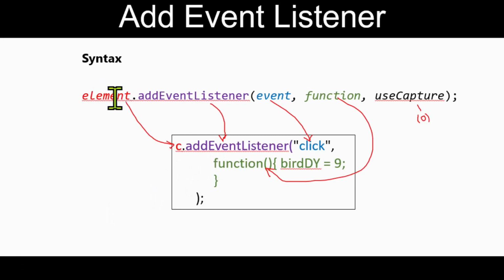In our example, this is what it looks like. So we have an element which is going to be c in this context, as you'll see in a minute, and we have an event listener. The event is going to be click. The function is going to be this, which is basically saying the bird's dy value, and we're not going to be using that, so you can disregard that.